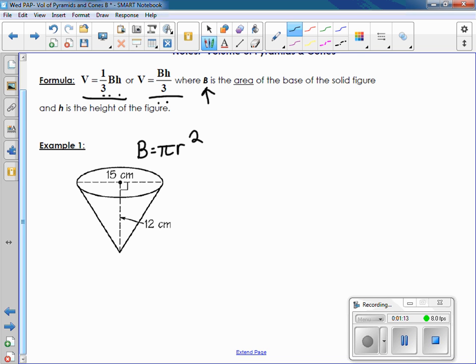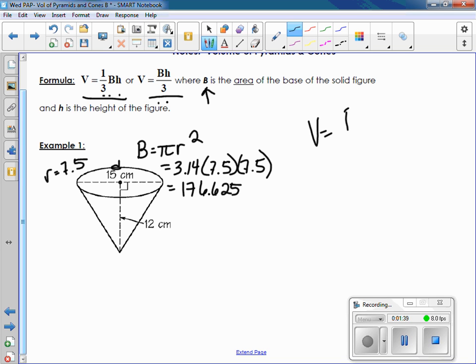Okay, so our radius is going to be 7.5 because this is our diameter. So we're going to do 3.14 times 7.5 times 7.5. And that value is going to be 176.625. Now please don't ever round until your final answer. Just try to keep as many decimal places as you can. So now we're going to plug this into our volume formula, which is going to give us 176.625 times the height of our cone, which is 12.